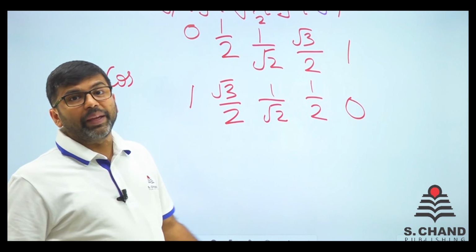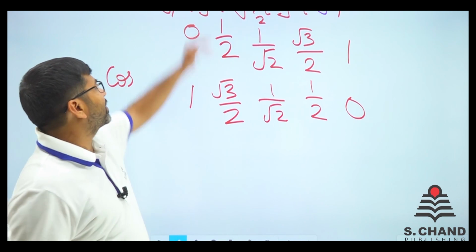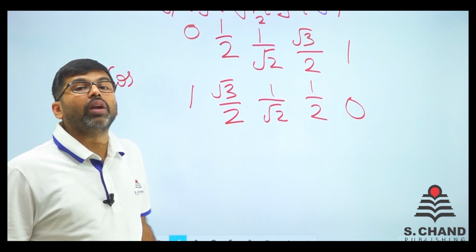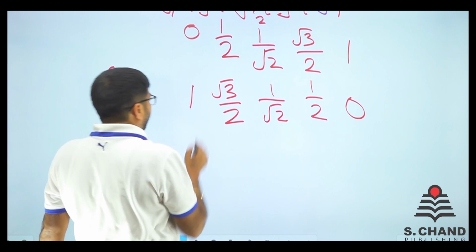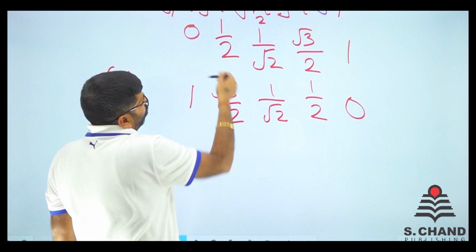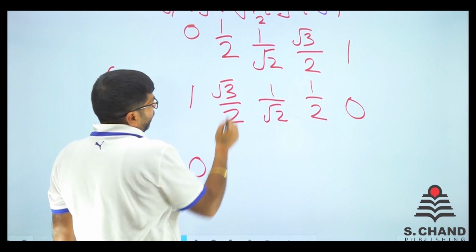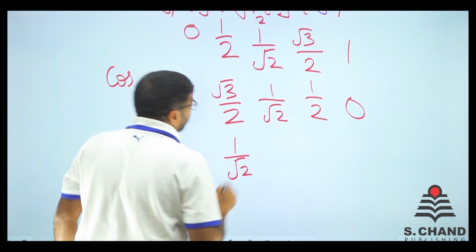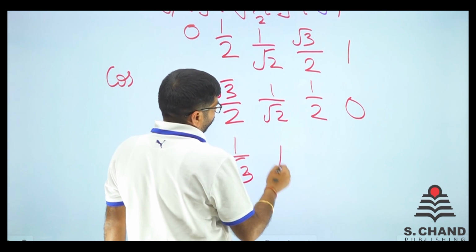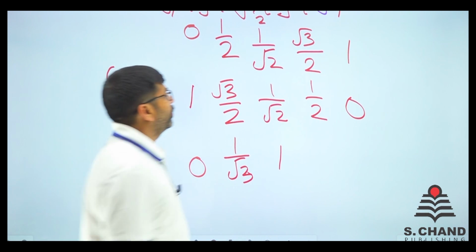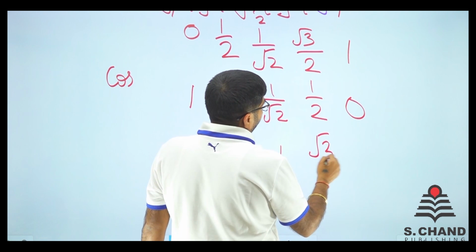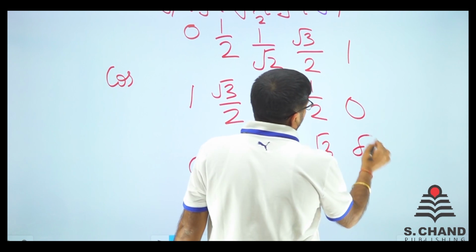Now talking about tan theta. Tan theta is nothing but sine upon cos. Sine by cos is what? Tan theta. So 0 divided by 1 is 0. When you divide 1 by 2 by root 3 by 2, the 2 gets cancelled out, so it is 1 upon root 3. Then 1 by root 2 by 1 by root 2, tan 45 is 1. The 2 gets cancelled out, root 3 remains in the numerator, and 1 by 0 is infinity.